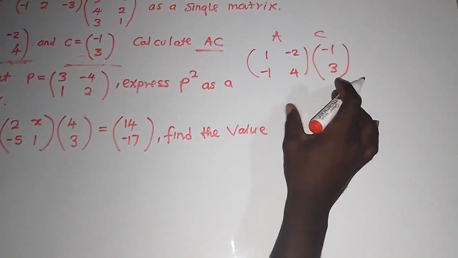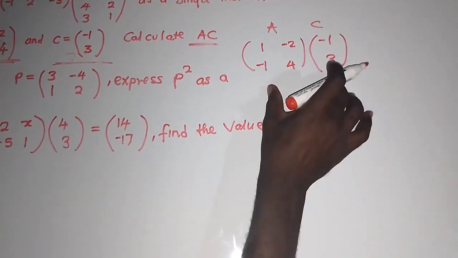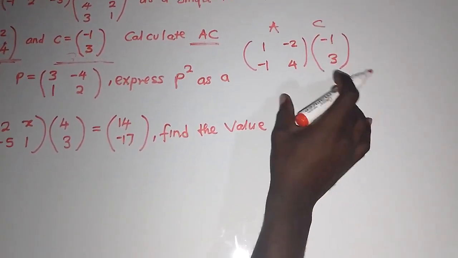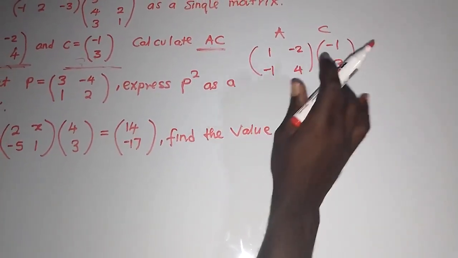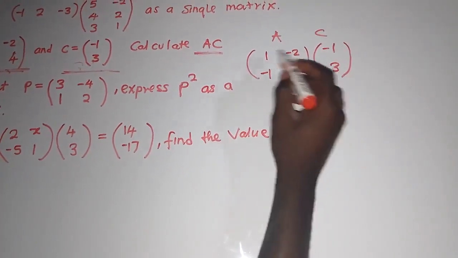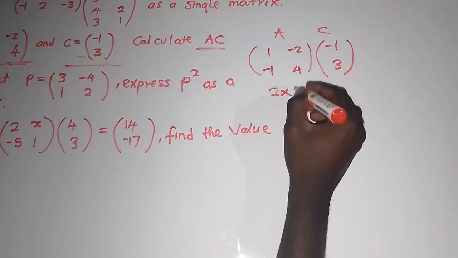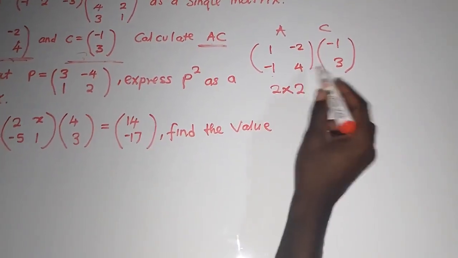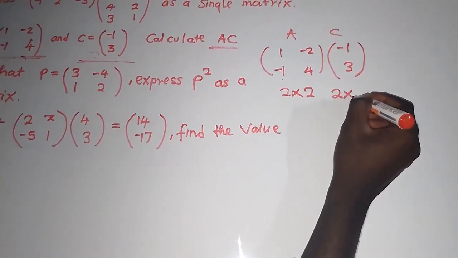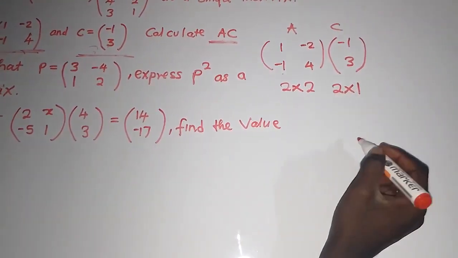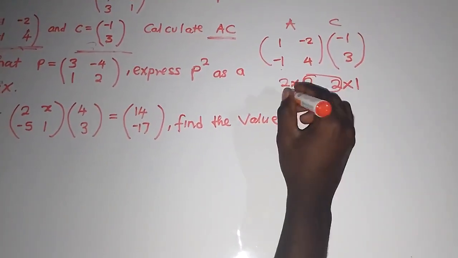How can we multiply these two? The first thing you need to do is get the order of the matrices. How many rows are here? 1, 2. So it's 2 by how many columns? 1, 2. So this is a 2 by 2 matrix. How about this one? How many rows? 1, 2. So it's 2 by how many columns? Just 1. So these two inner numbers are the same.